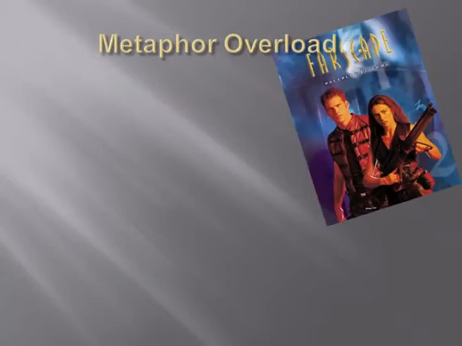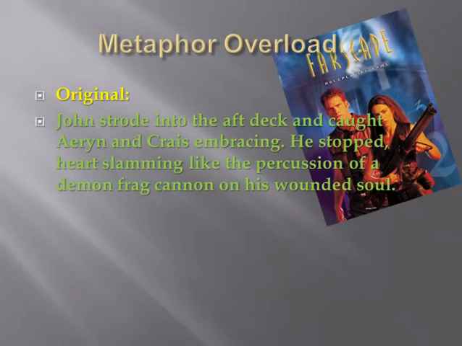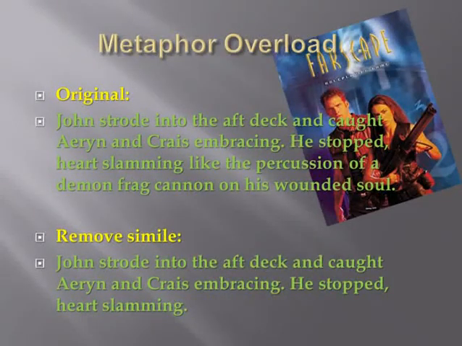Here is an example. Example 1. John strode into the aft deck and caught Aaron and Grace embracing. He stopped, heart slamming. If you eliminate the simile, here is what you get. Okay, we had it the wrong way. John strode into the aft deck and caught Aaron and Grace embracing. He stopped, heart slamming like the percussion of a demon frag cannon on his wounded soul. That was the original, and that had a simile at the bottom.